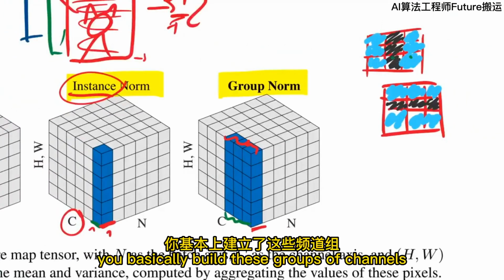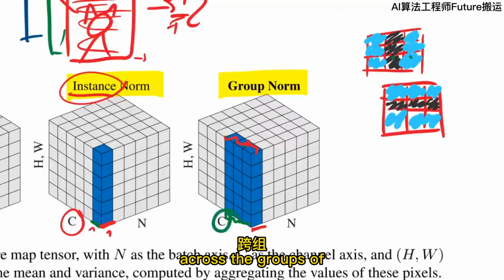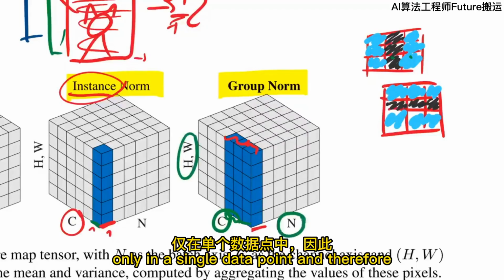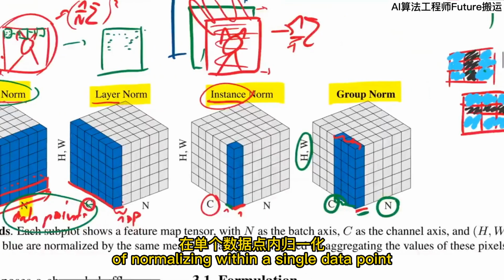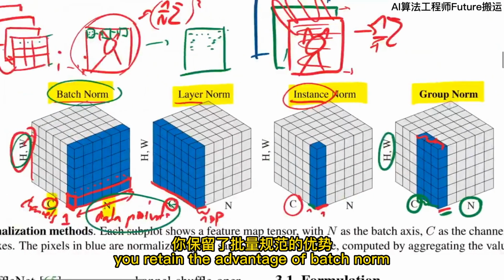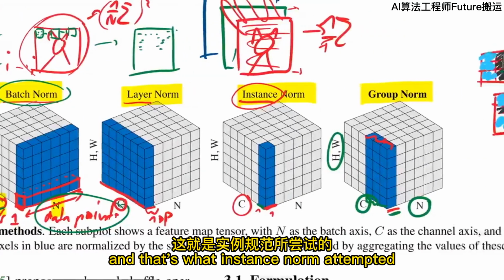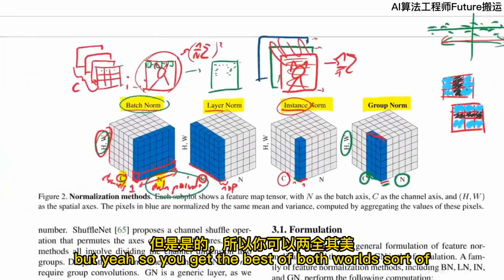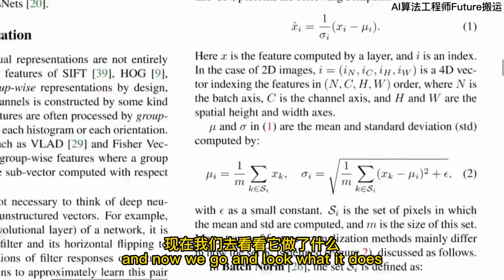You basically build these groups of channels, and then you normalize within the groups of channels, across the entire height and width, only in a single data point. And therefore, you gain the advantage of layer norm, of normalizing within a single data point. You retain the advantage of batch norm, of normalizing across single features, and that's what instance norm attempted. But yeah, so you get the best of both worlds, sort of. That's group norm. And now we go and look at what it does.